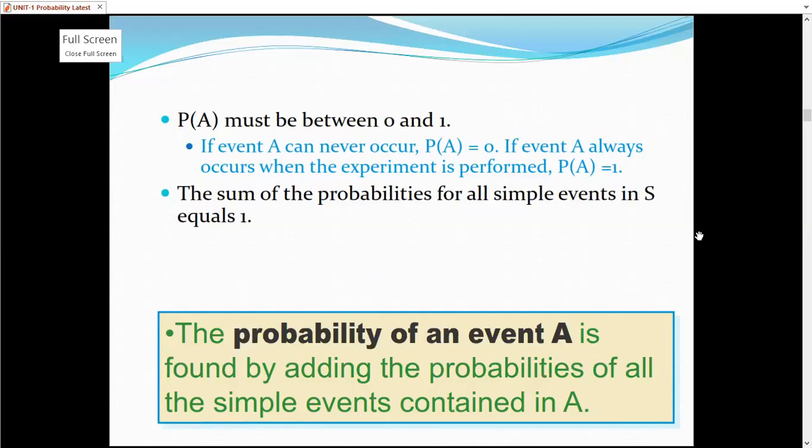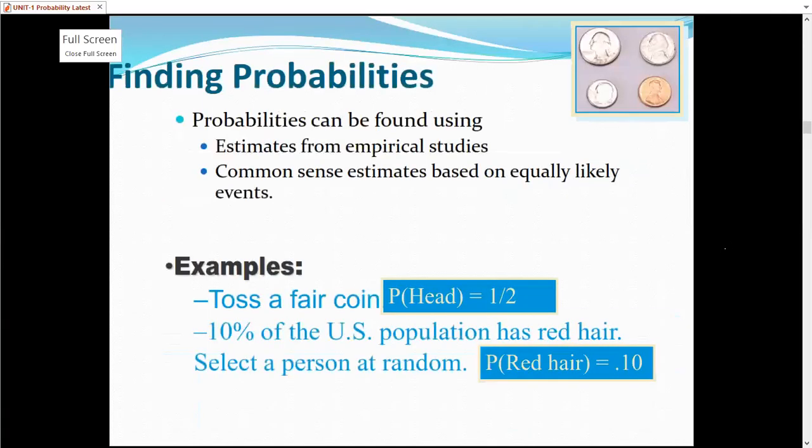The probability of an event A is found by adding the probabilities of all simple events contained in A, because in the total sample space S you have different simple events like E1, E2, and so on, up to E6 when you are tossing a die. So to find the total probability, you need to add all the probabilities from E1 to E6.